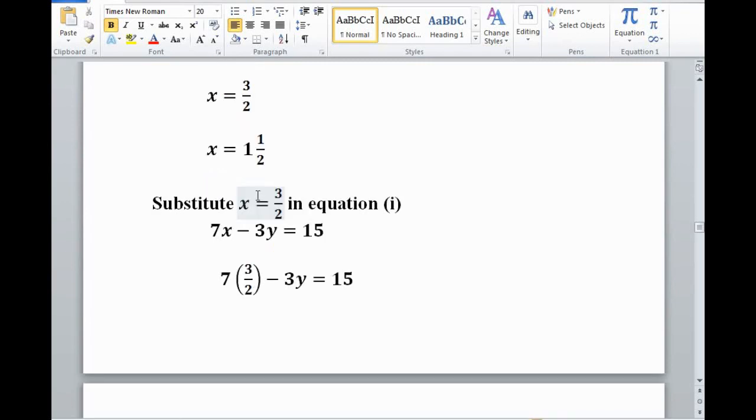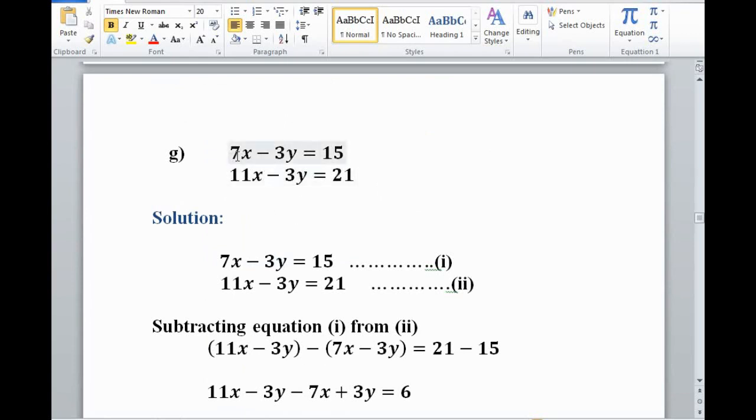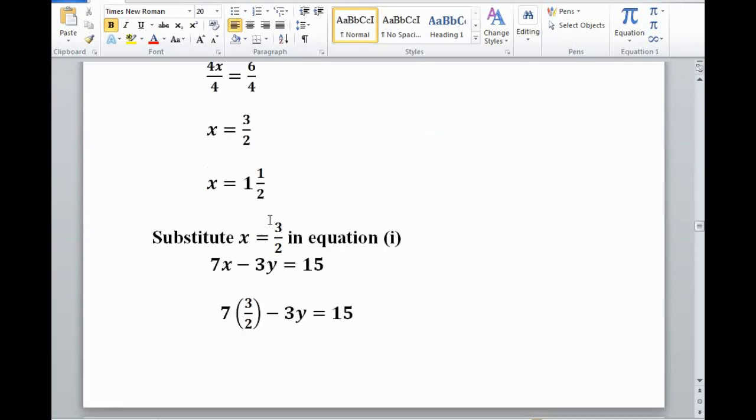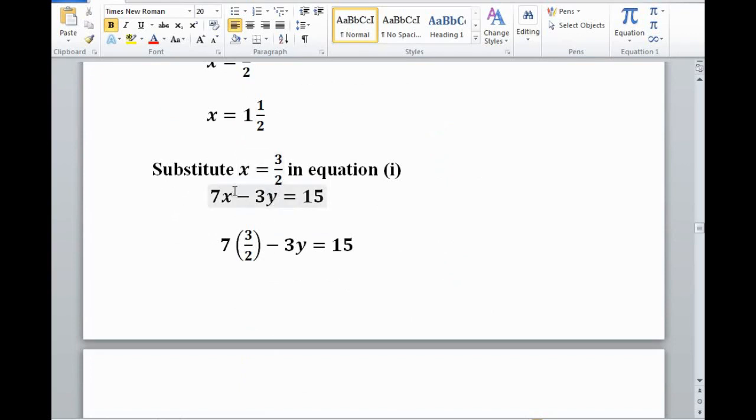Now to find the value of the second variable y, I'm going to substitute this value of x, which is actually 3 upon 2 or 1 whole 1 upon 2, in equation number 1 or in equation number 2. So these two are the first and second equation. You can put the value of x in equation 1 or in equation number 2 to find the true value for these two equations. So now I'm going to put this value of x in equation 1. Substitute x equals 3 upon 2 in equation number 1.